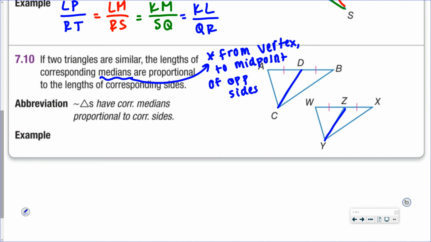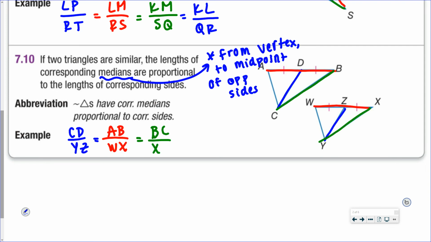Big building blocks. All right, so this is the same thing, that their medians are also going to be proportional to all the corresponding side lengths, okay? So let's write this one. CD, that median to YZ, is going to be proportional to, I'll start with this, AB to WX to BC to XY to CA to YW. Okay.